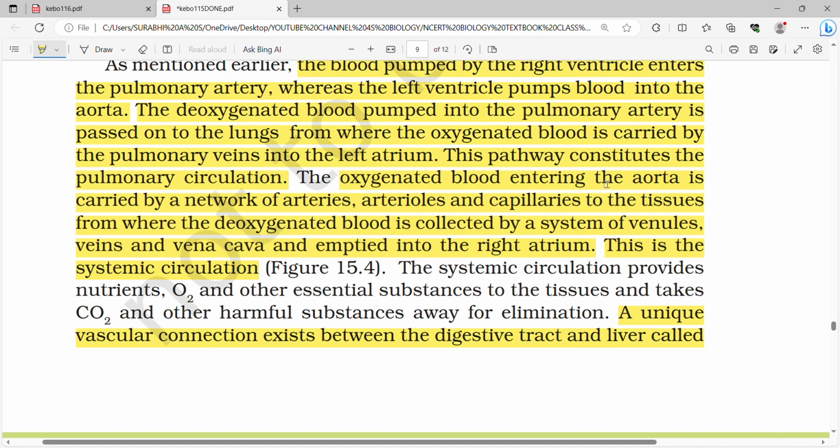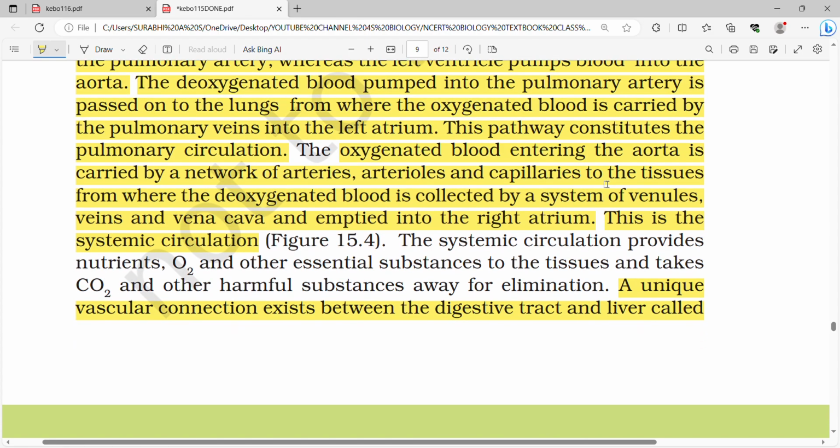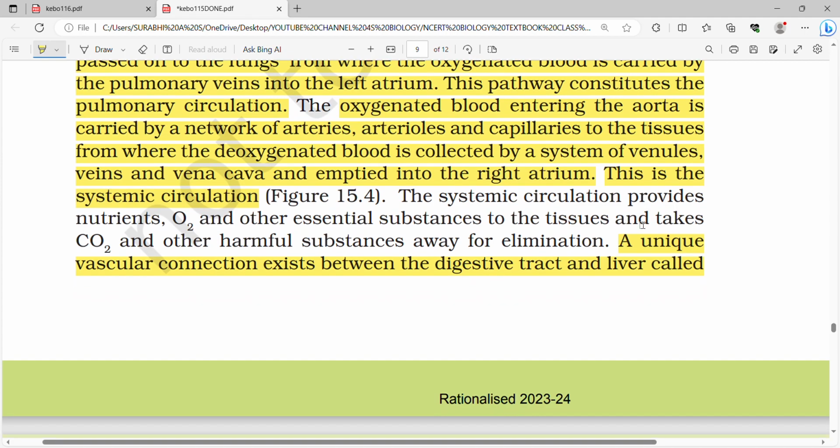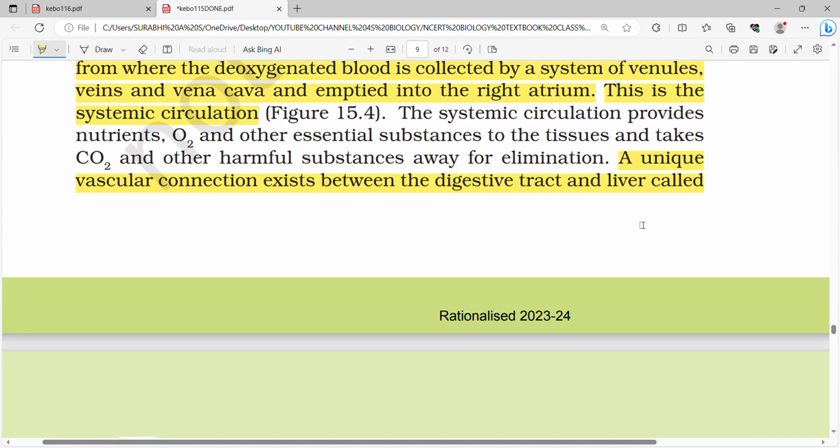Next one, the oxygenated blood entering the aorta is carried by a network of arteries, arterioles and capillaries to the tissues, from where the deoxygenated blood is collected by a system of venules, veins and vena cava, and this is emptied into the right atrium. This is called the systemic circulation.